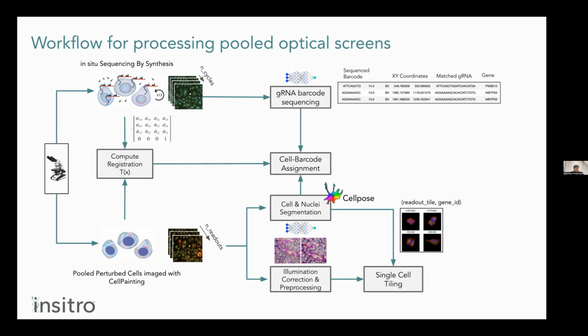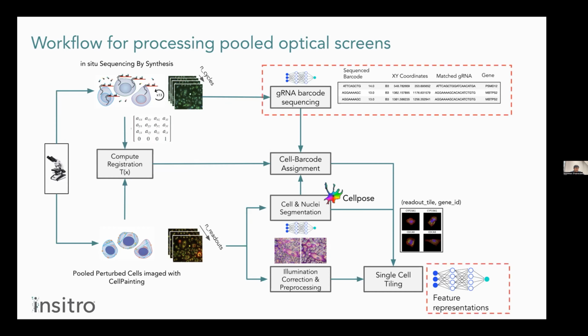Using this, we can then assign the barcodes to the cells and then the corresponding cell regions, and then map them back into the single cell tiles that we have generated previously. So finally, we have a data set of these single cell tiles along with the labels, or the genetic perturbation that was perturbed in the corresponding single cell. We can then use these single cell images to learn feature representations that can be useful for understanding biology. In this paper, we demonstrate an improved methodology for in situ barcode sequencing, and also the use of self-supervised methodologies for learning useful feature representations from single cell images.